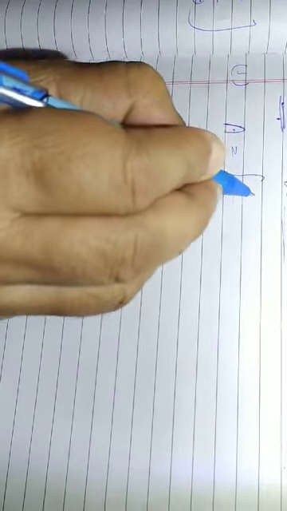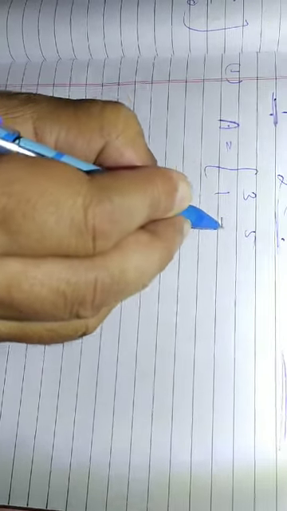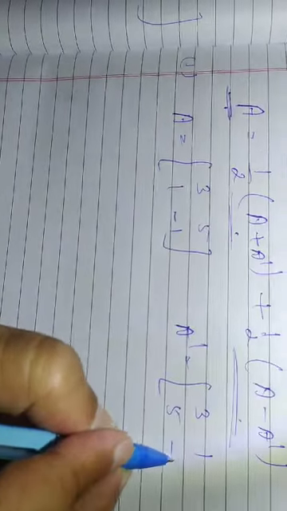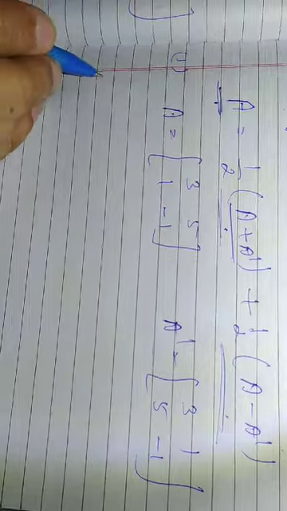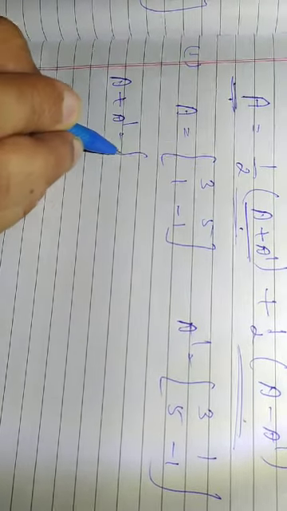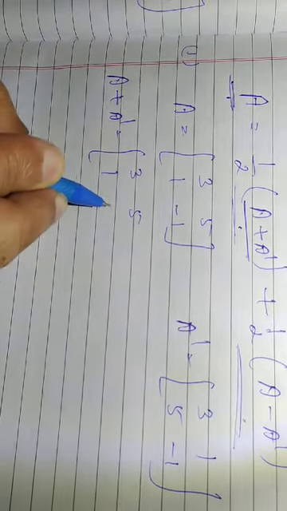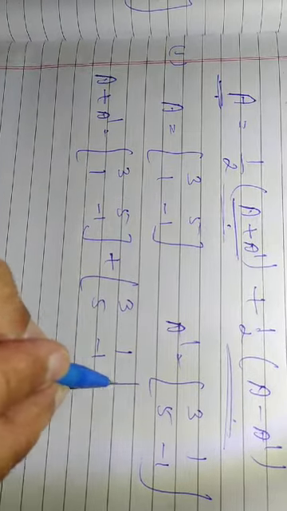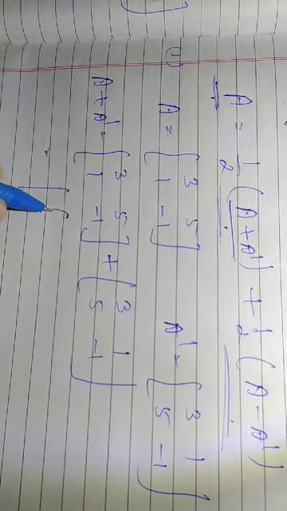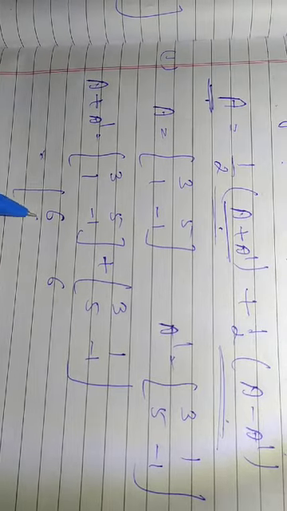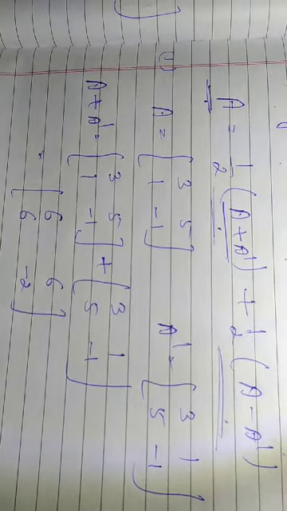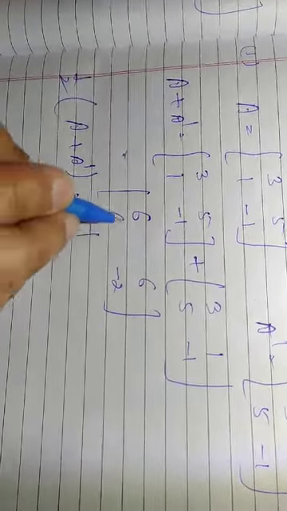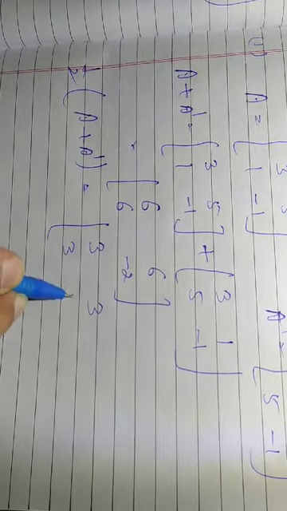When A matrix is 3, 5, 1, minus 1, transpose of A is 3, 1, 5, minus 1. Firstly, we find A plus A transpose. 3 plus 3, 6. 5 plus 1, 6. 1 plus 5, 6. Minus 2. Then 1 by 2 of A plus A transpose, dividing by 2: 3, 3, 3, minus 1.